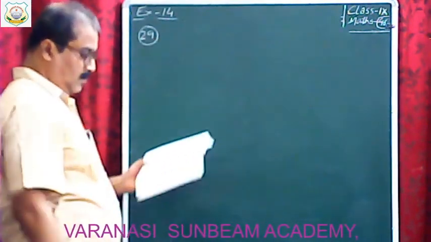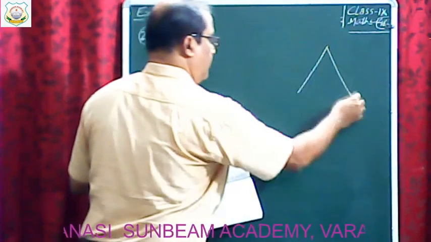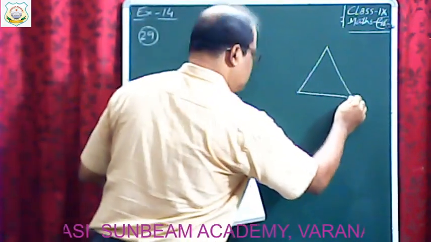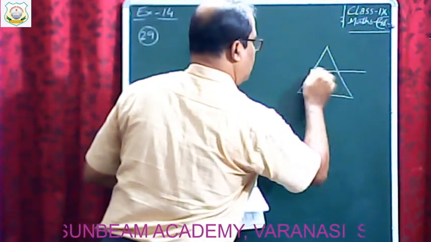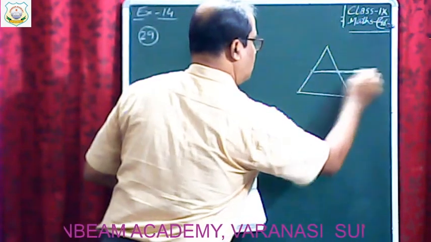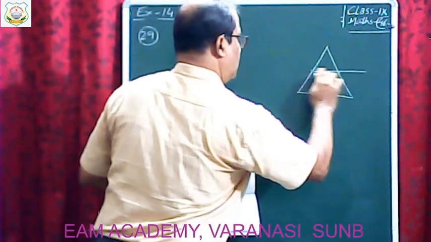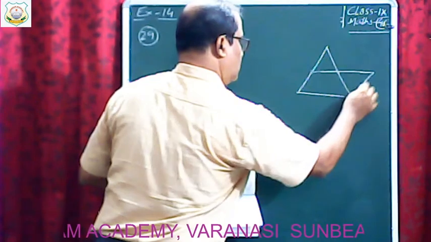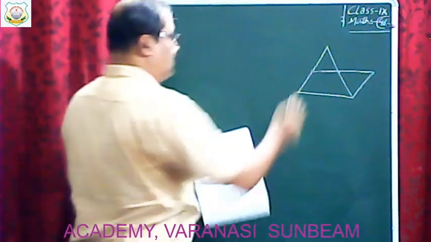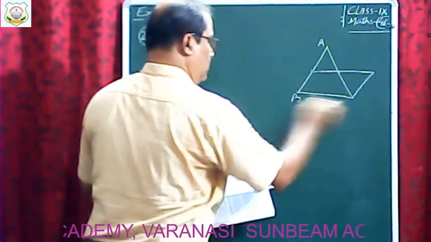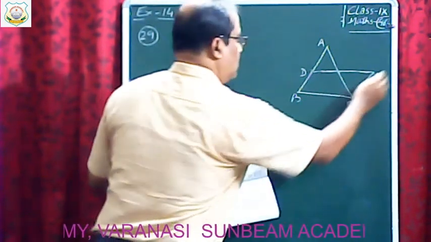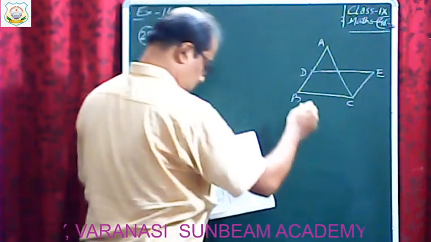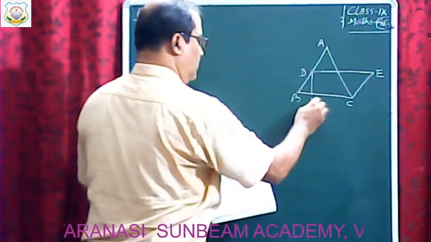Question 29. One figure is there. You have to draw the figure first. A triangle and a parallelogram. A, B, C, D, E, all should be given.